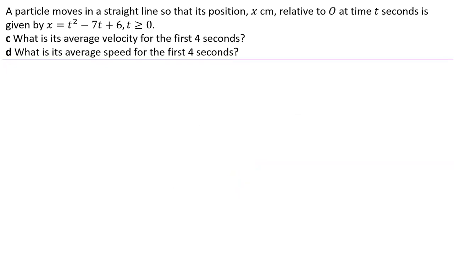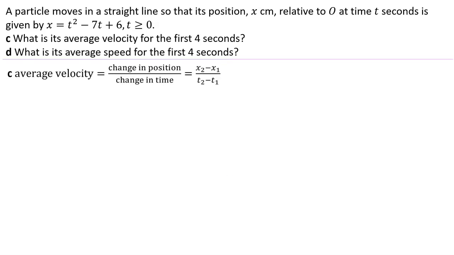So, same situation, 2 more questions. Average velocity for the first 4 seconds. Remember that average velocity means change in position divided by change in time. So I need to work out my position when t is 0, my position when t is 4, and they get substituted in for x2 and x1.